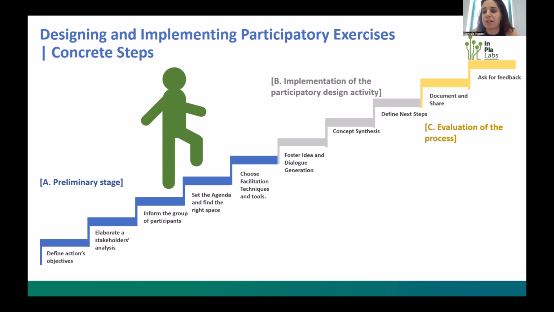Then we need to be transparent, define the next steps and inform everyone about how this data will be used. For example, in the case of the public square, this data will feed our urban plans, and this will be submitted to the municipality and so on. So it's important for them to know the process.